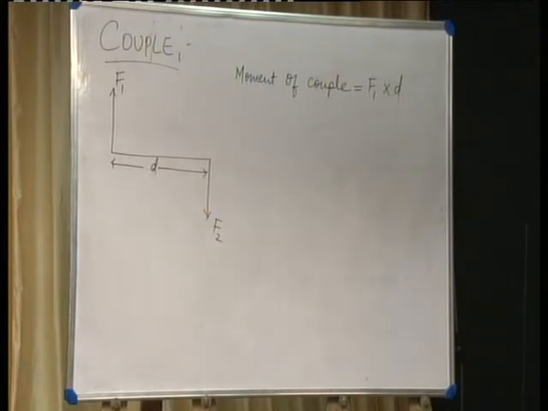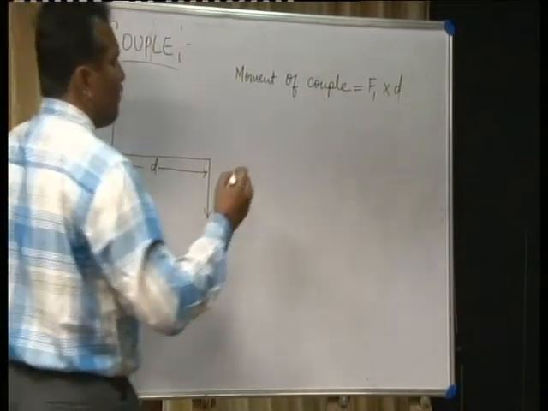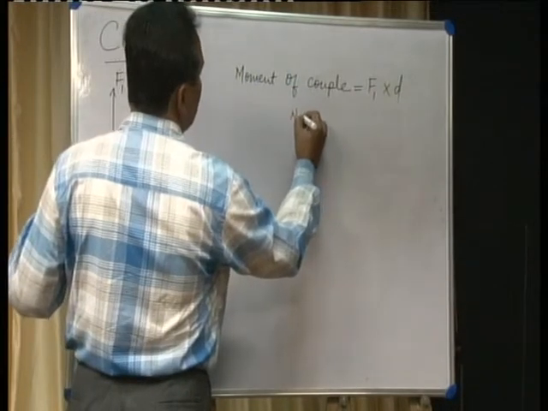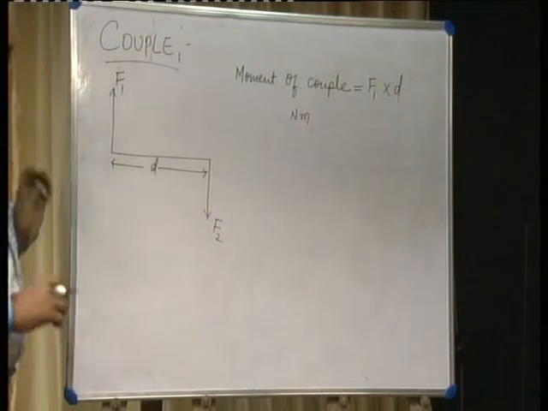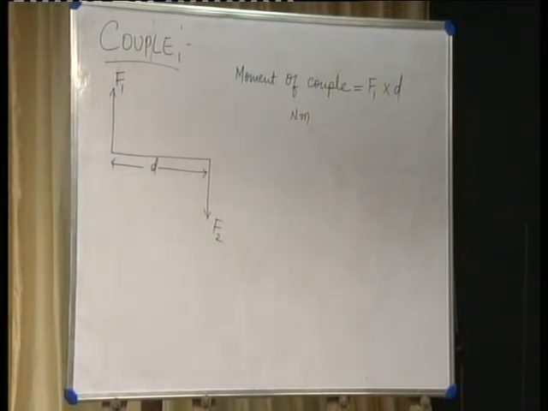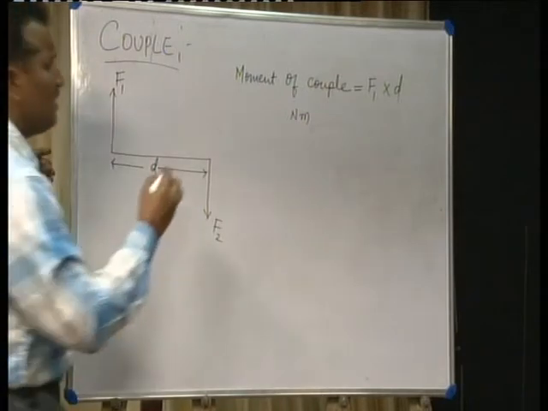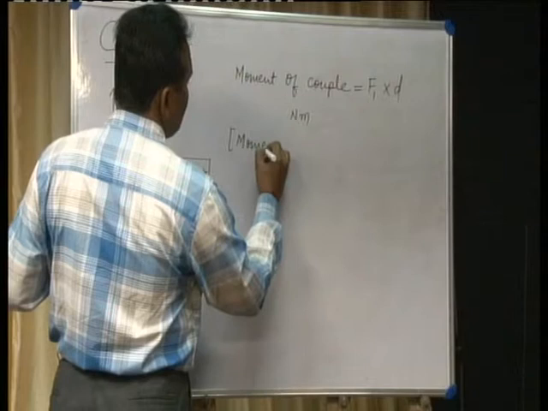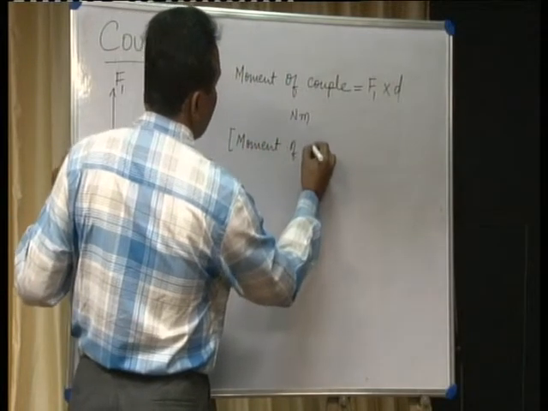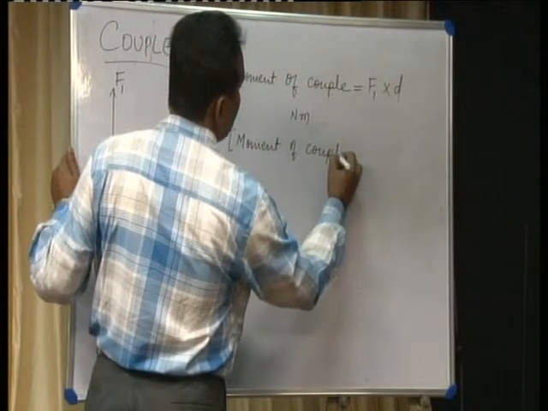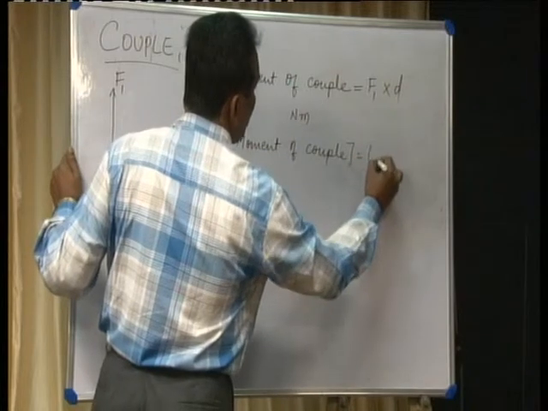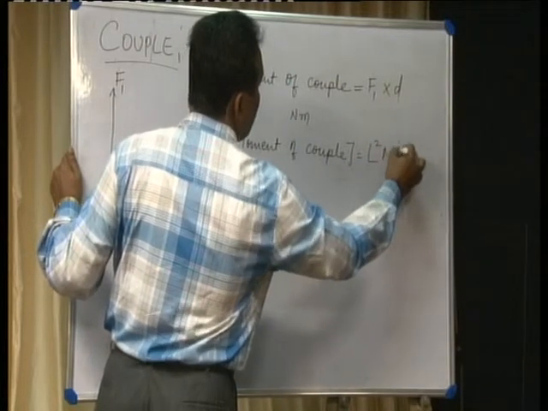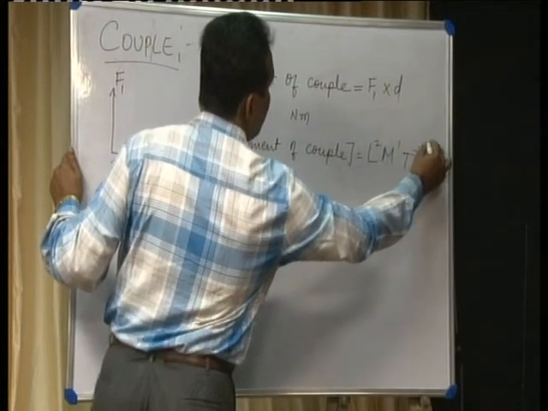What is the SI unit of moment of couple? The newton meter. The unit of moment of couple is the same as that of the moment of force. What is the dimensional equation of moment of couple? By common sense you can say the dimensional equation of moment of couple is also 2 in length, 1 in mass and minus 2 in time.